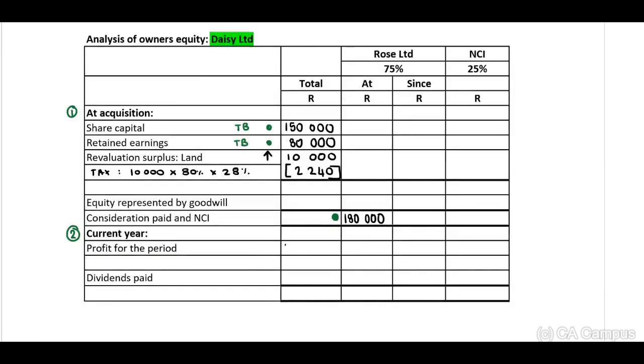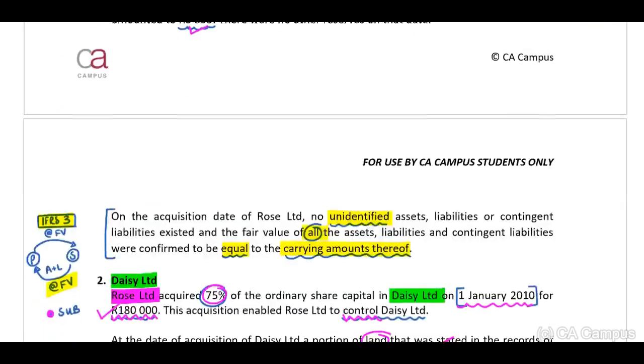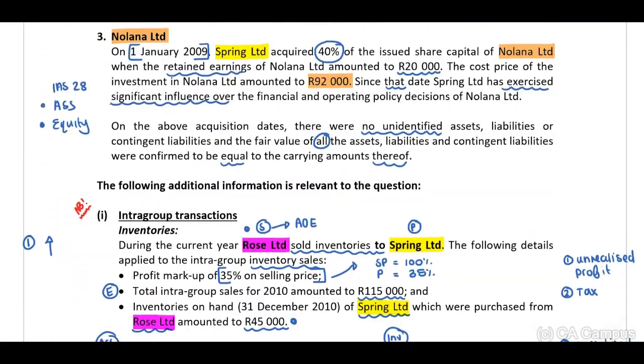Profit for the period, 100,404, and our dividends, 9,000. And let's tick off these two amounts. We have used them. Now let's move on, guys. We have completed section 2. Section 3, in terms of our associate.